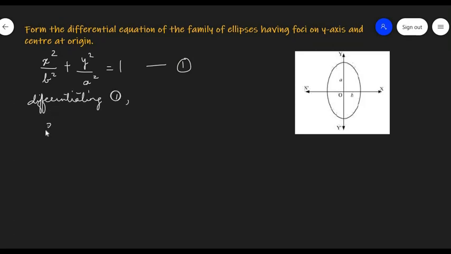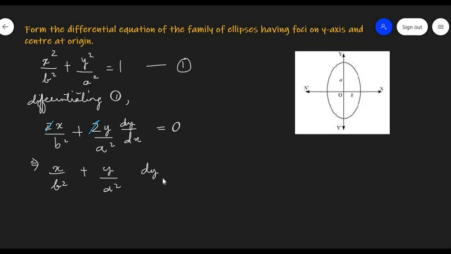Differentiation of x square will be 2x, and 1 by b square is a constant, so that will be written as it is. Differentiation of y square will be 2y dy by dx, and a square will remain as it is, equal to 0. Since 2 is there in all the terms, we can cancel it out and be left with x upon b square plus y upon a square dy by dx equal to 0. Let's call this equation number 2.